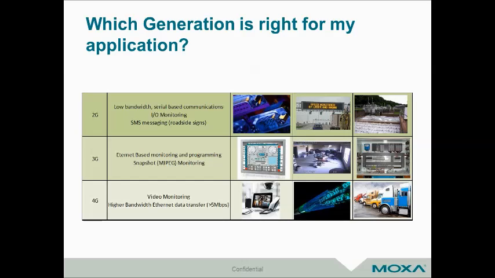So which generation is right for my application? 2G, which is something that unfortunately is going to start to go away here in the US, has typically been used for low bandwidth or any kind of serial-based communications. If you have any kind of I/O points, those of course use very small amounts of data. Those tend to be appropriate for 2G, as well as roadside signs that typically only use SMS to basically change.